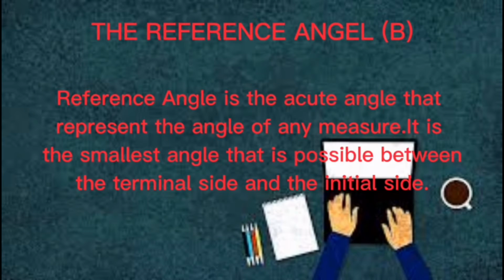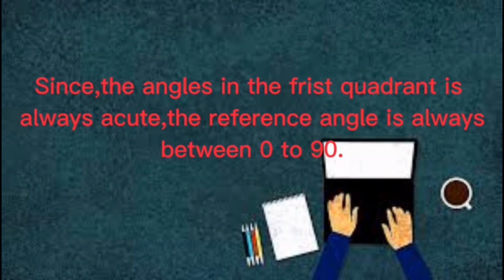The reference angle beta. The reference angle is the acute angle that represents the angle of any measure. It is the smallest angle that is possible between the terminal side and the initial side. Since the angle in the first quadrant is always acute, the reference angle is always between 0 and 90 degrees.